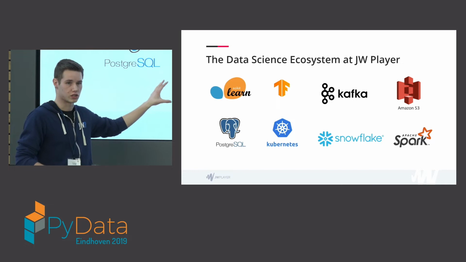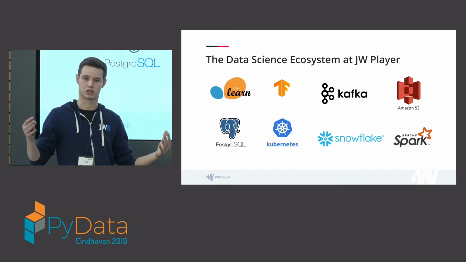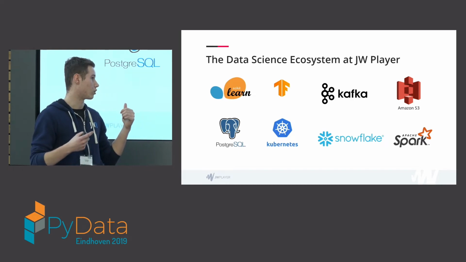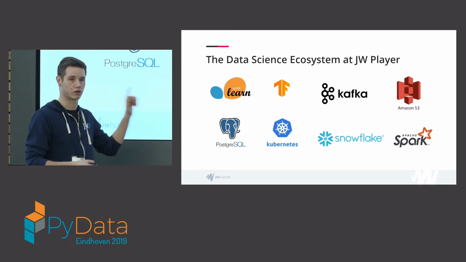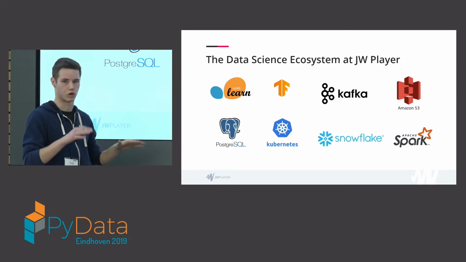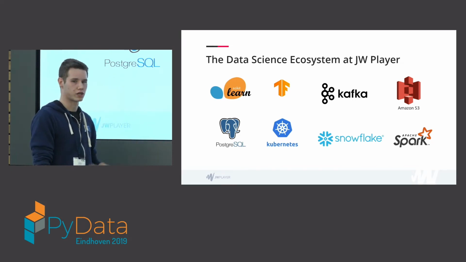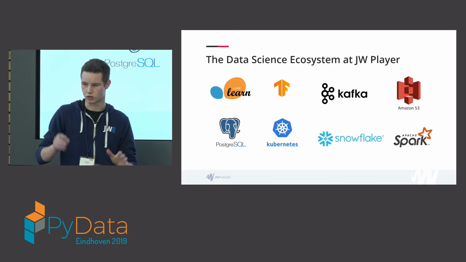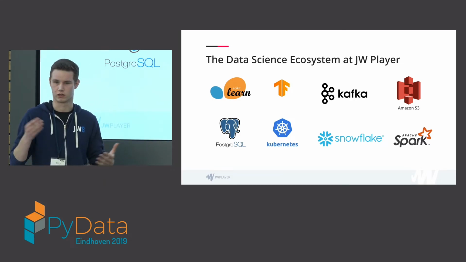There's also Kubernetes in this slide. Kubernetes is very important. It's what our entire backend runs on. All our services, APIs, et cetera, run on Kubernetes, but we also do a lot of data processing on Kubernetes, and that's specifically what I'm going to talk about next. There's also some scikit-learn and TensorFlow. Those are usually the libraries that we use to do anything related to machine learning.